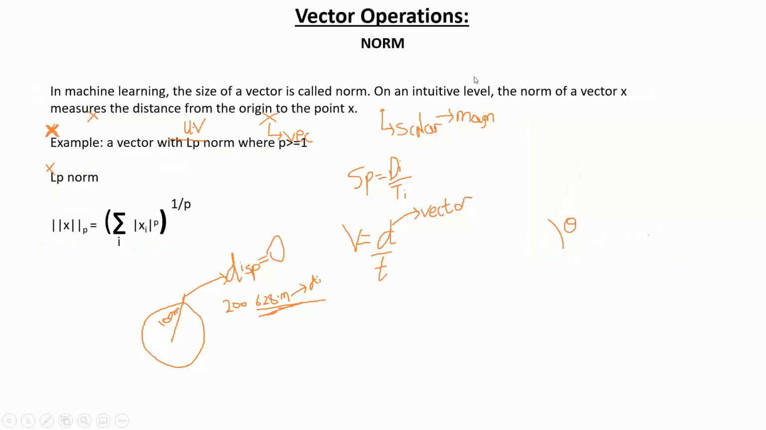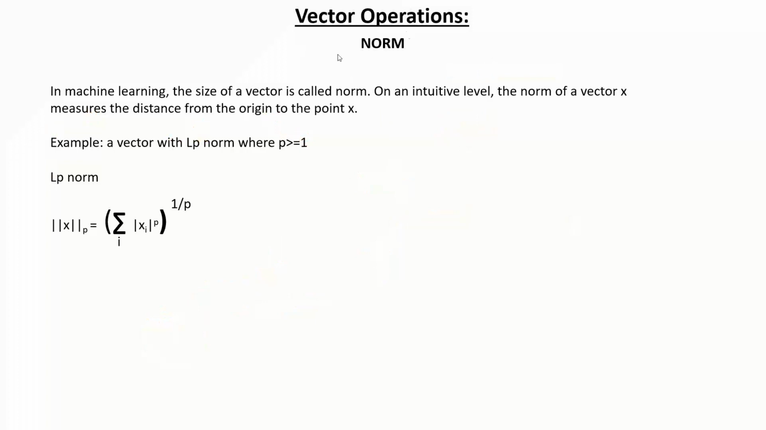Okay, now it is going to be a bit of an advanced topic. So what is norm? One of the vector operations, what is norm? You just have to take a screenshot of this. You don't need to go in depth of it, just have an idea about this. In machine learning, the size of a vector is called norm. On an intuitive level, the norm of a vector x measures the distance from the origin to the point x. The distance between the origin and x is called the norm of a vector.